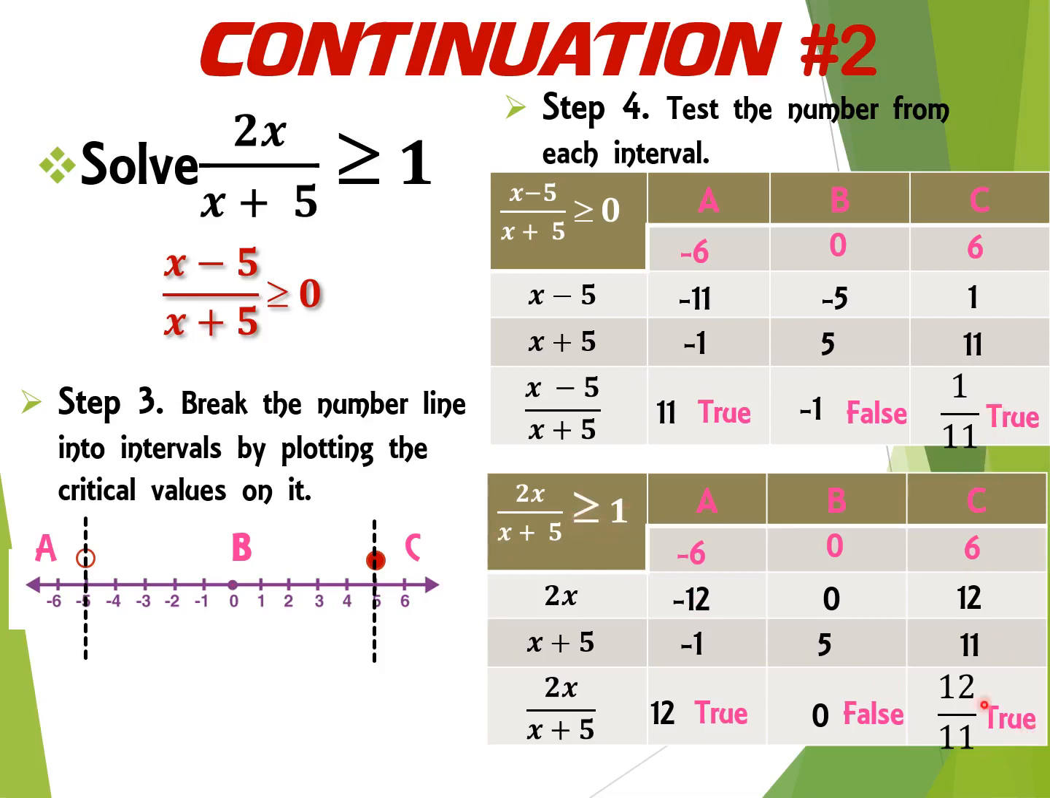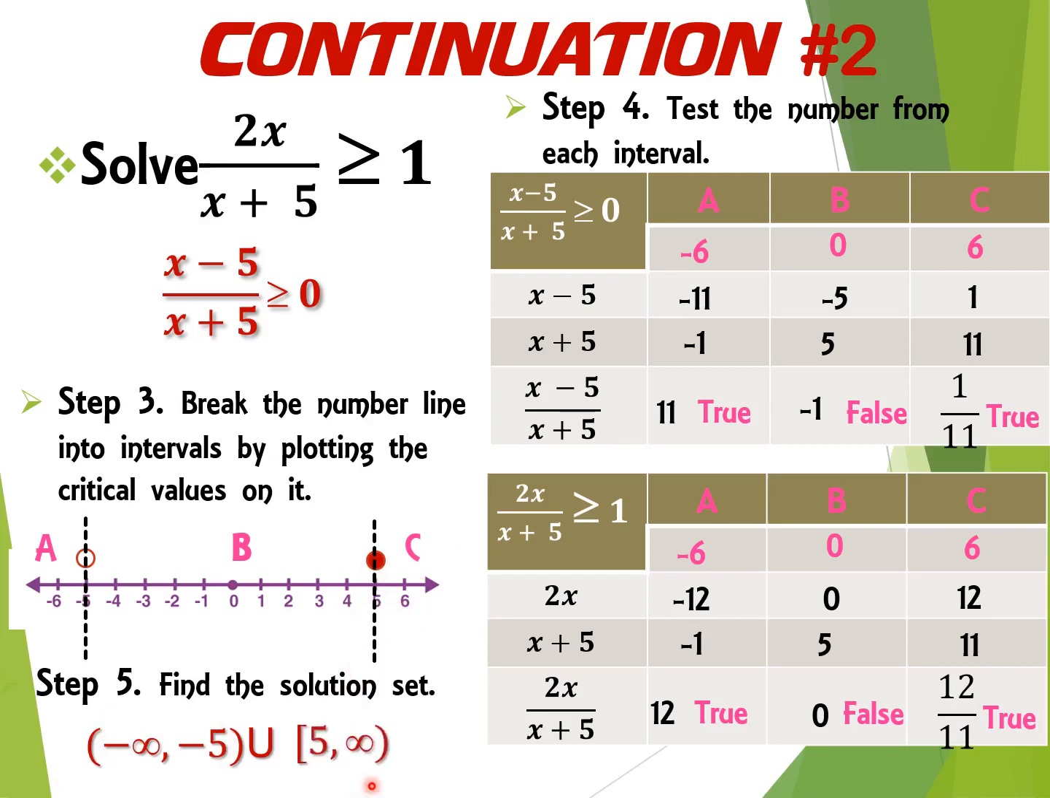So again, we have the same result. So the partition A and partition C are the solution set. So looking at the graph, you will have here partition A, so you will have your negative infinity up to negative 5, open and close parenthesis. And the union of partition C, so you will have here a closed circle, you have bracket 5, and then to the positive infinity, open. So this will be your solution set. Okay, I hope this is clear.